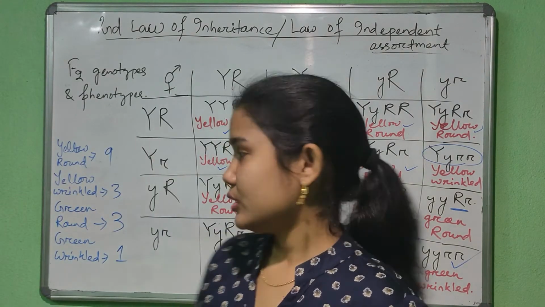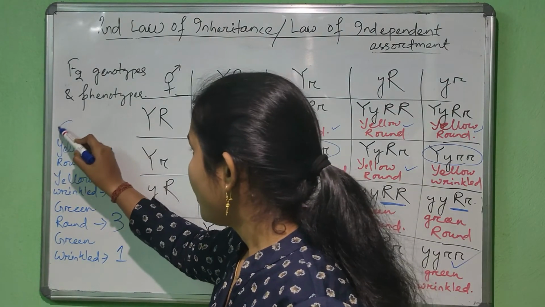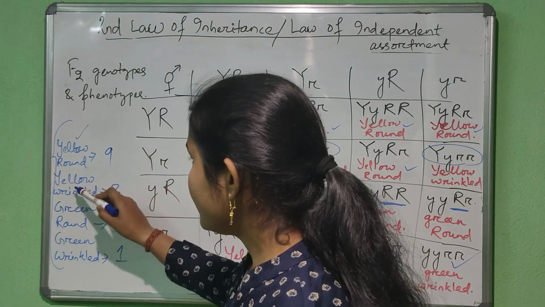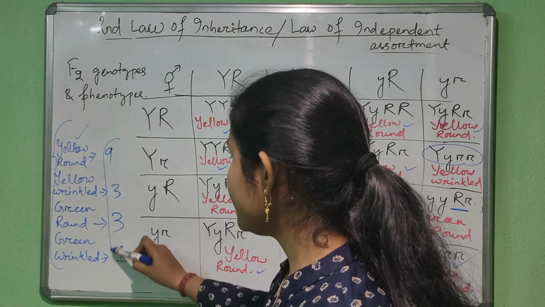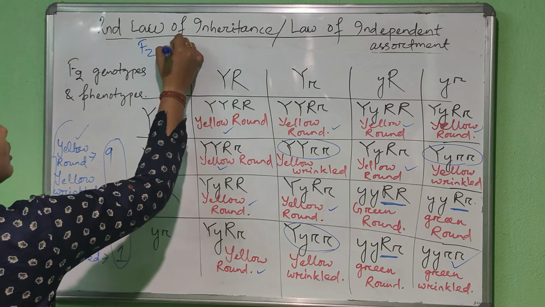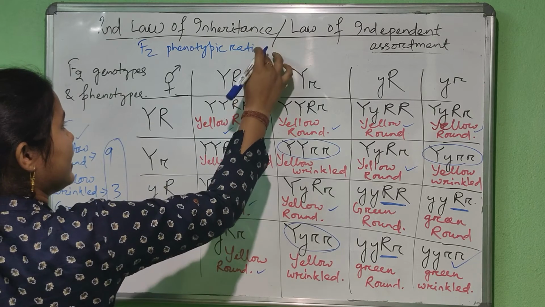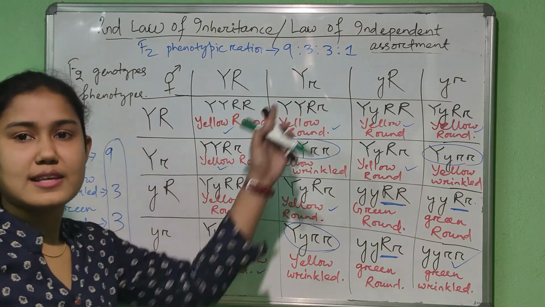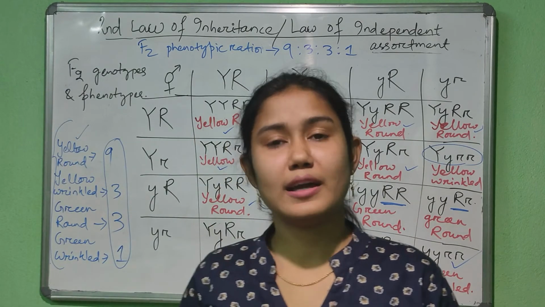Clear? So analyzing the F2 genotypes and phenotypes, we got 4 phenotypes. What are those phenotypes? Yellow round, yellow wrinkled, green round and green wrinkled in the ratio of 9:3:3:1. So what will be your F2 phenotypic ratio? The ratio will be your 9:3:3:1. ये एग्जाम में आता है. Okay? In the dihybrid cross, what is the F2 phenotypic ratio?